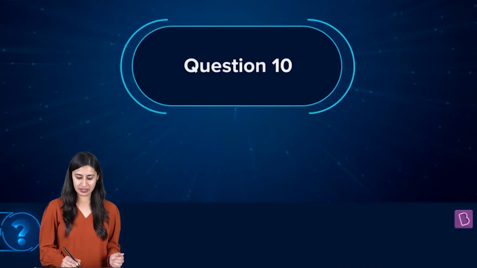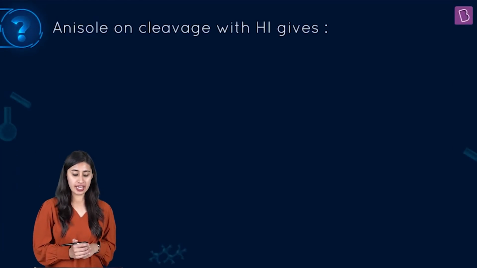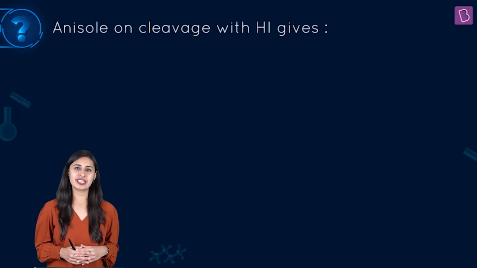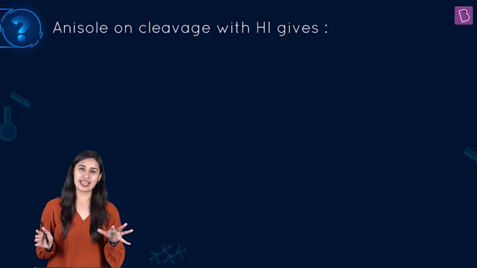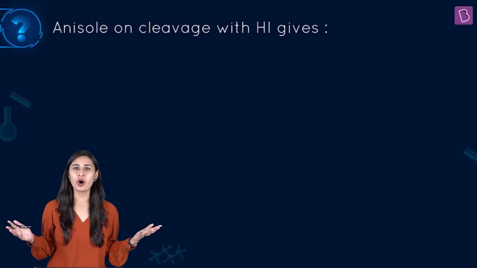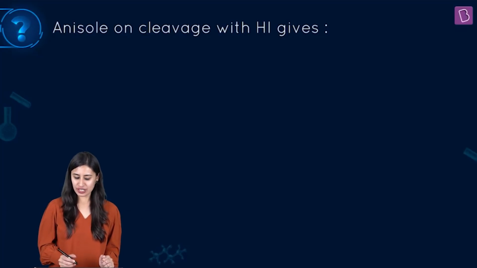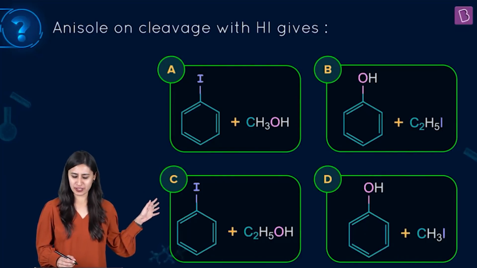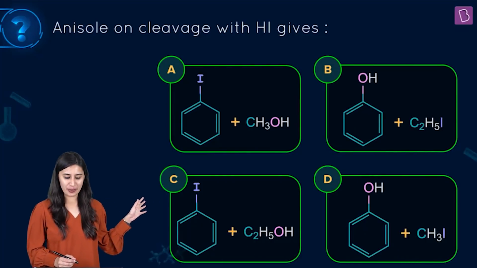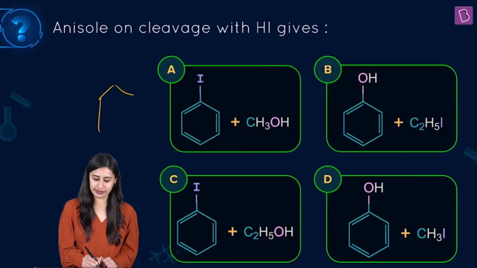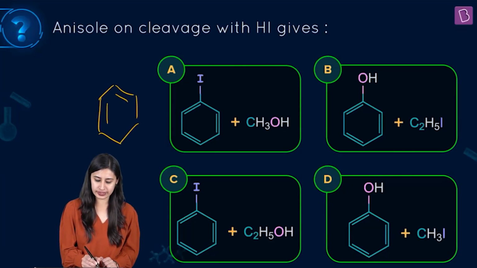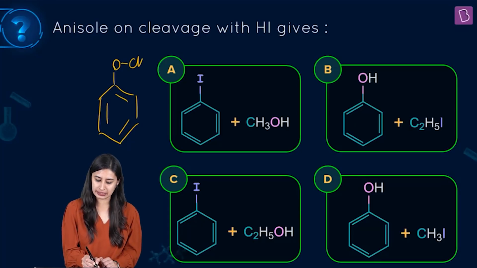Alright, now let's take a look at this question which says, anisole on cleavage with HI gives. Question is simple. All that you need to know is what is anisole and then it is all common sense. So let's check out the options as well. Options are given in front of us. So anisole, the structure should be crystal clear. This is what the structure is, OCH3 group attached to benzene.